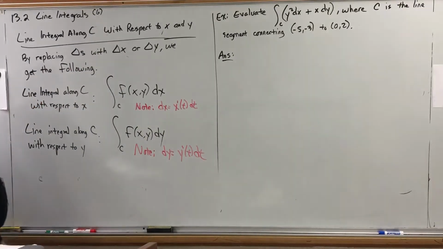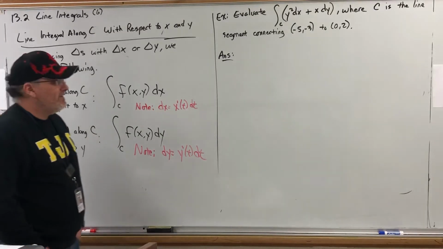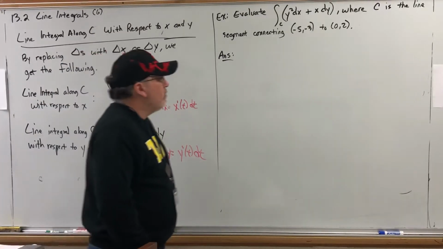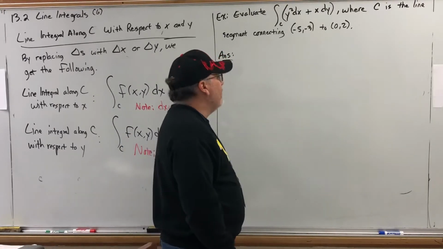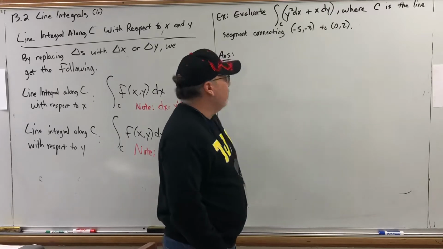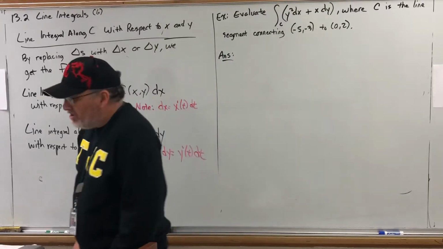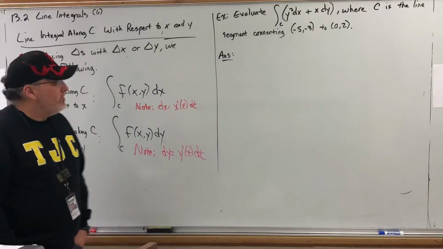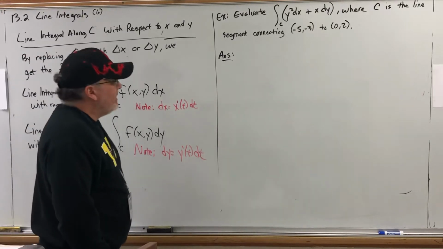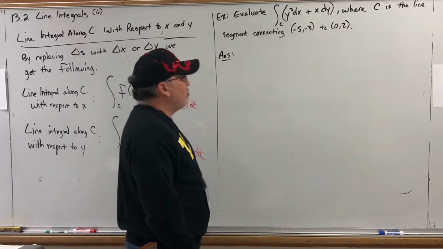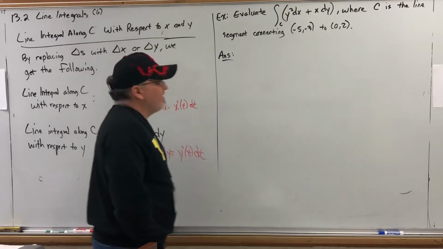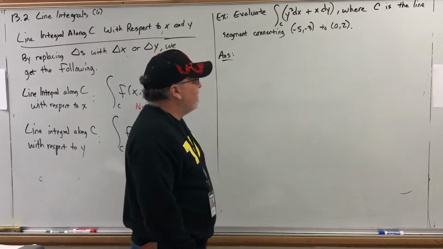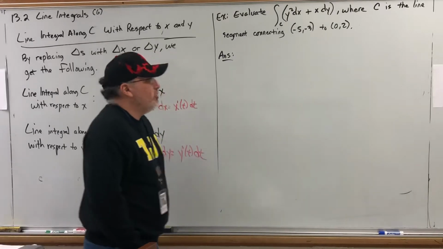And frequently, these line integrals with respect to x and y are combined in a single problem like this one, where the integral sign is quote-unquote factored out, or you could redistribute it because integrals preserve addition. So let's take a look at this one. Evaluate the line integral over the curve C of y squared dx plus x dy, where C is the line segment connecting the points (-5, -3) and (0, 2).